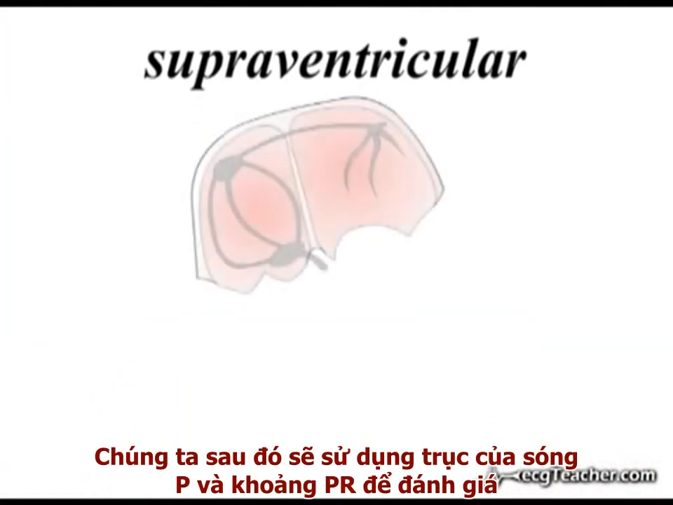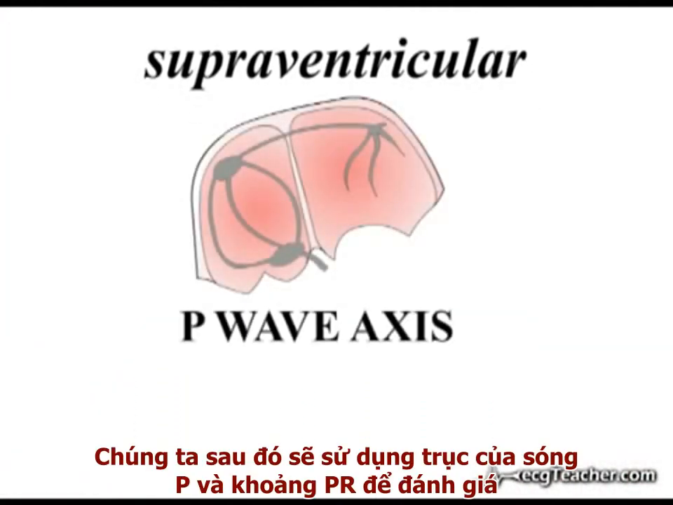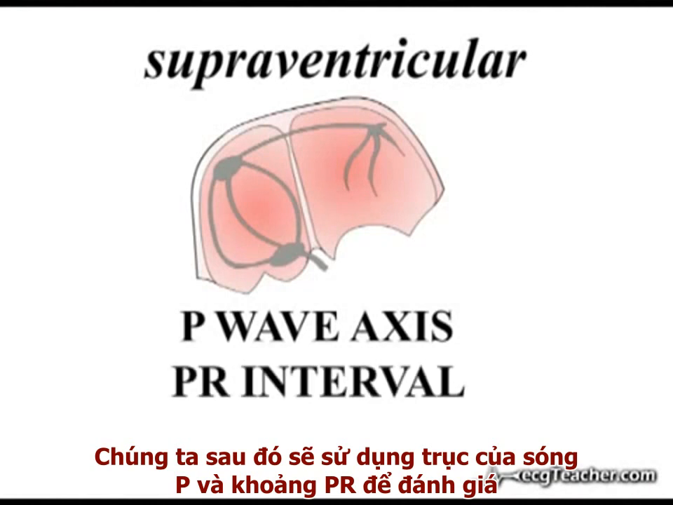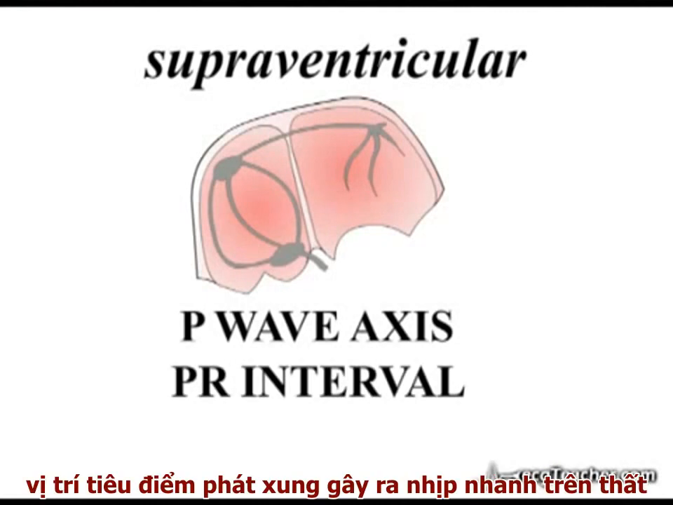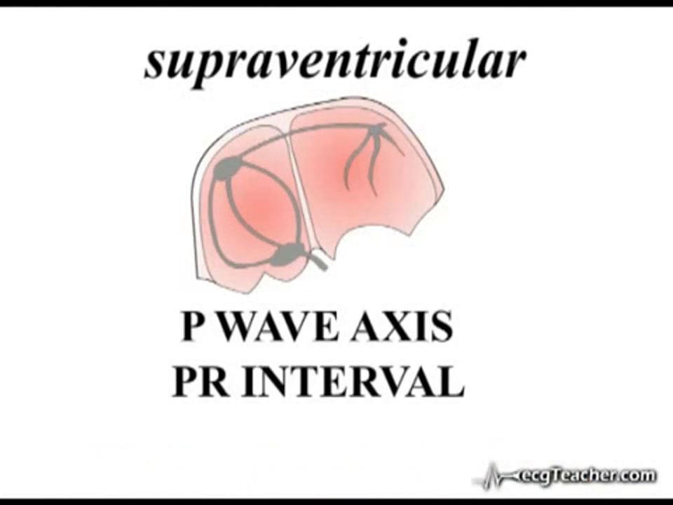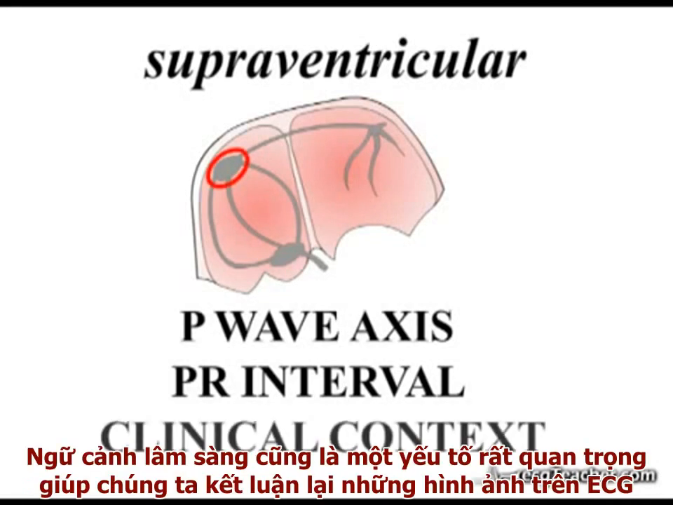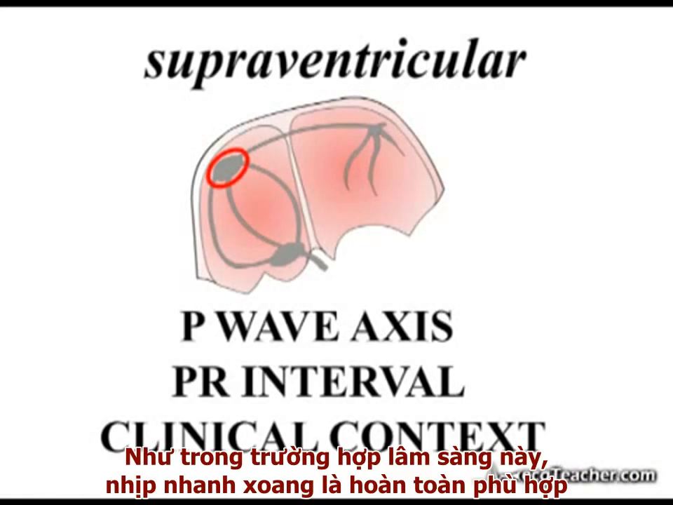We then used the presence, axis and timing of the P wave relative to the QRS complex to determine the most likely site of the depolarizing focus within the supraventricular region, in this case the SA node. The clinical context is also important in reassuring us that our ECG diagnosis is correct, as sinus tachycardia would be expected in this scenario.